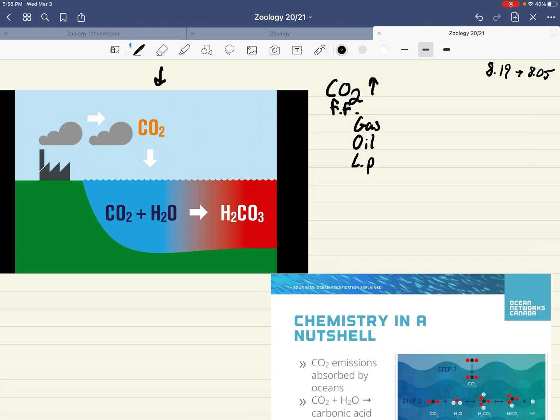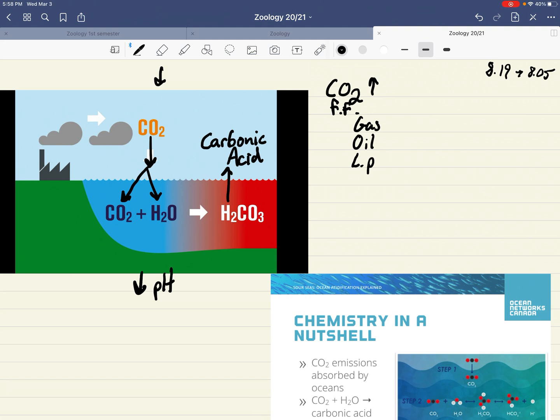So here, the CO2 that's in the atmosphere gets dissolved into the ocean. And once it is dissolved into the ocean and it mixes with the water, it forms something called carbonic acid. And this ends up lowering the pH.